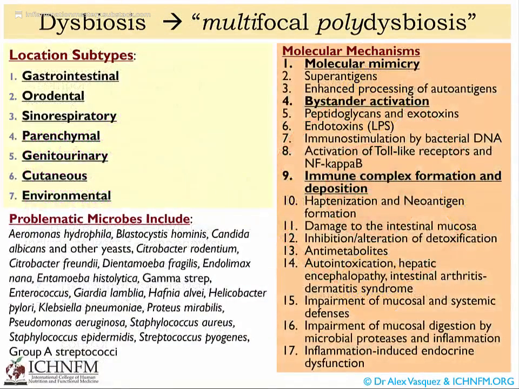You've seen this diagram now several times. This is my overview of multifocal polydysbiosis, again including gastrointestinal, orodental, cynorespiratory, parenchymal, genitourinary, cutaneous, and environmental. I've shown you some of the problematic microbes, and we've discussed some of the molecular mechanisms, and I'll review this list with you again in just a few moments.